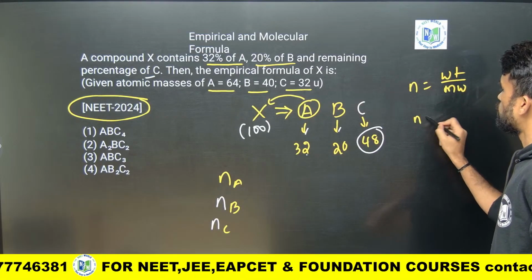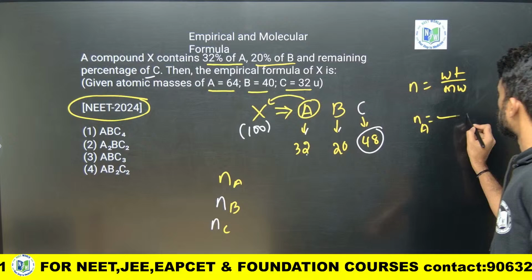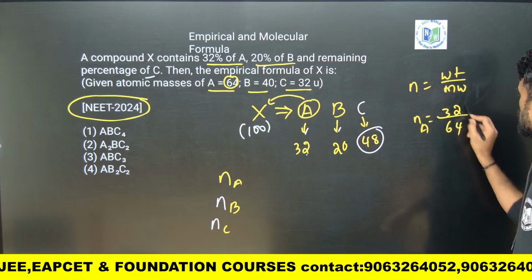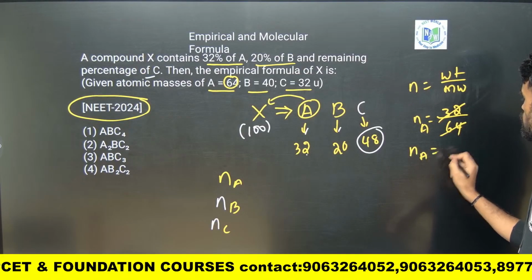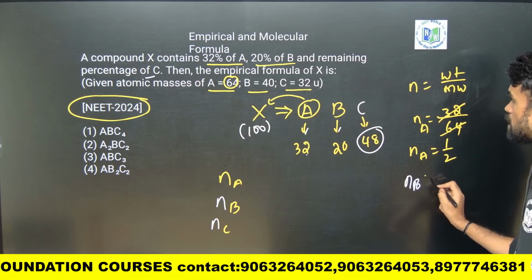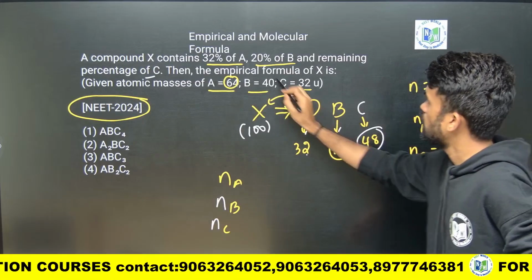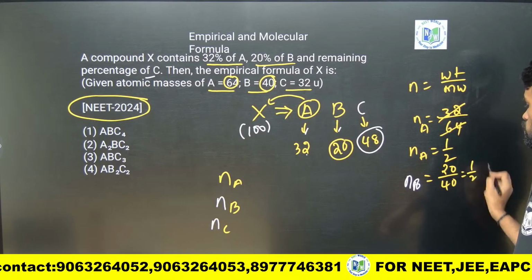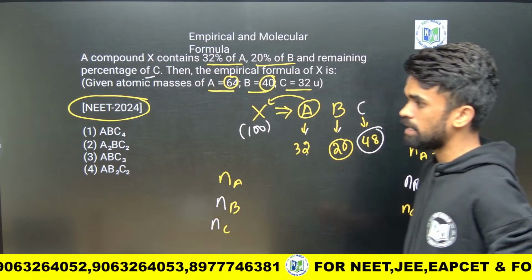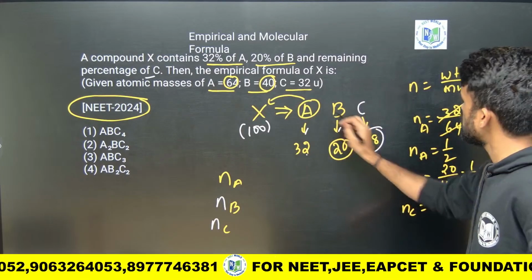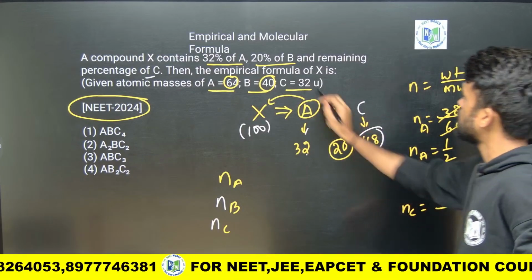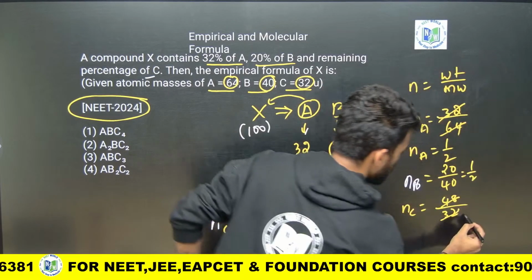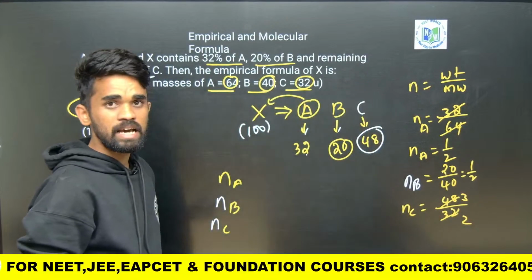So what is the given weight for A? That is 32, right? 32 by what is its atomic weight given? 64. It means the number of moles of A is 1 by 2. Similarly, the number of moles of B is how much? It is given as 20 and the atomic weight is 40. So 20 by 40. Again, this is also 1 by 2. Similarly, you can calculate the moles of C. Given weight is 48 and its atomic weight is 32. So 16 twos are 32, 16 threes are 48. So you got the moles of C as 3 by 2.